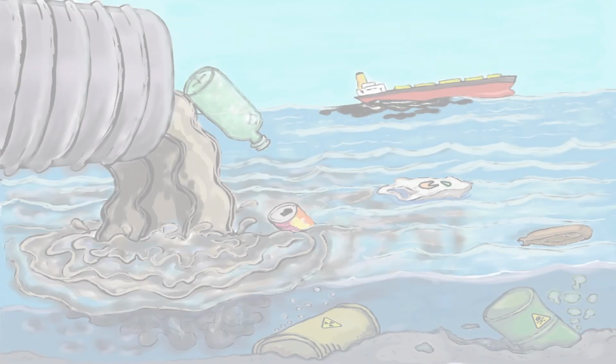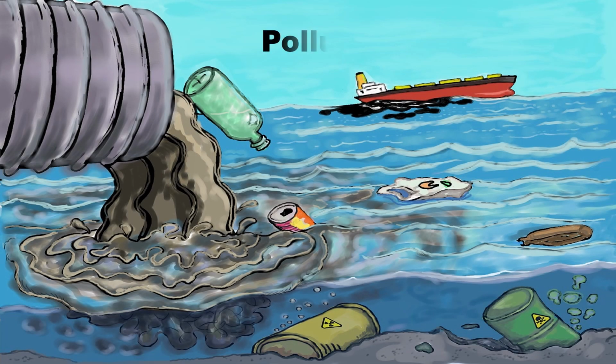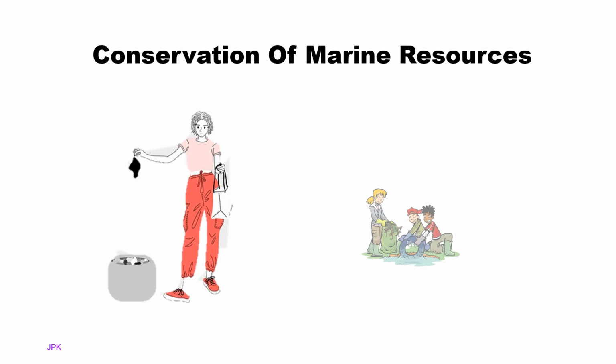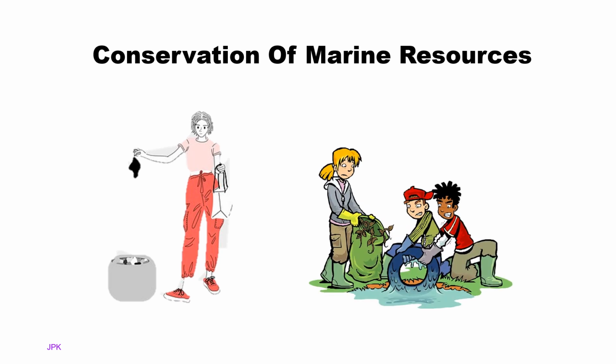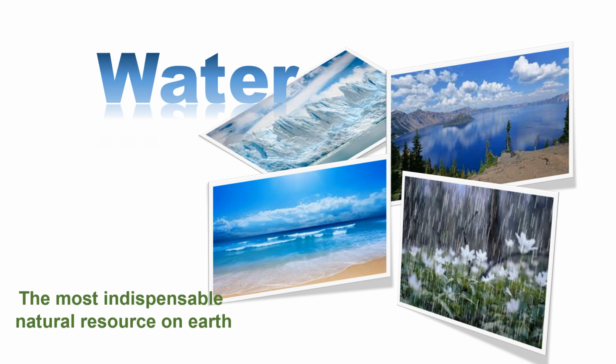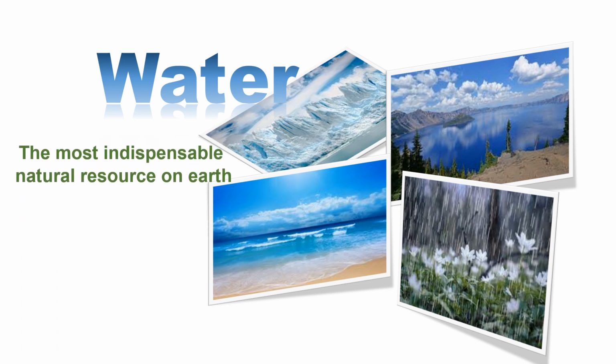If the oceans are so useful to man, then is this the way to treat them? No. Then how can we conserve the earth's waters? As children, we can simply do one thing. Don't dump waste in the water bodies. Water. Without water, where will we be? Is it not our duty to conserve water, the most indispensable natural resource on earth?